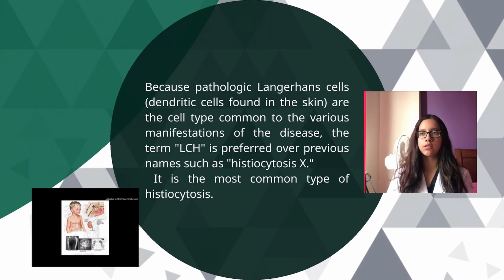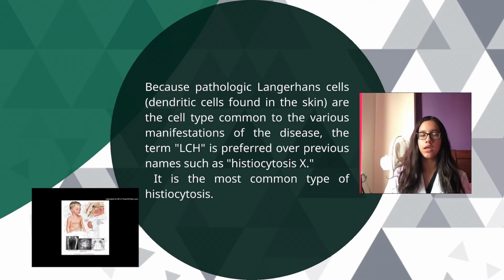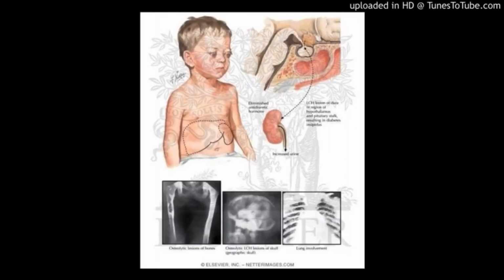Because pathologic Langerhans cells, dendritic cells found in the skin, are the cell type common to the various manifestations of the disease, the term LCH is preferred over previous names such as histiocytosis X. It is the most common type of histiocytosis. The histiocytic diseases in children and adults are caused by an abnormal accumulation of cells of the mononuclear phagocytic system. Only Langerhans cell histiocytosis, LCH, a myeloid-derived dendritic cell disorder, is discussed in detail in this summary.